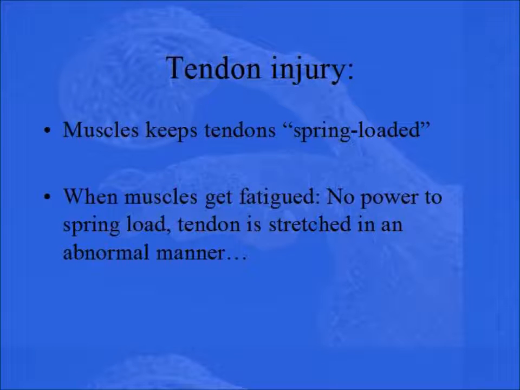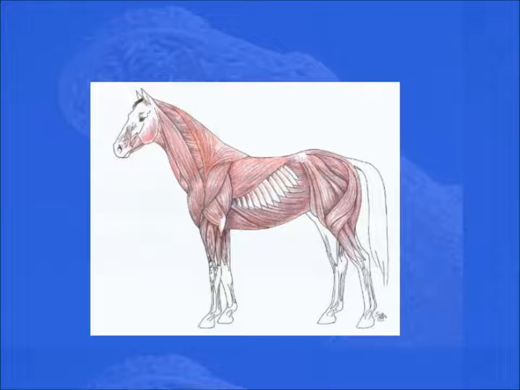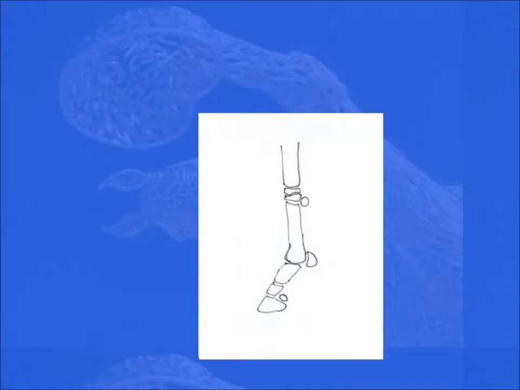The muscles keep tendons spring loaded. So when the muscle gets fatigued, then that spring loading is gone, and then the tendon gets more load. When you look at this muscle picture, you can see all the muscles are up. Below the knee, below the hock, there is none. This schematic picture shows you that a little bit more.